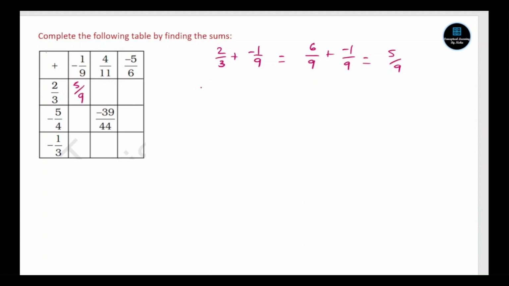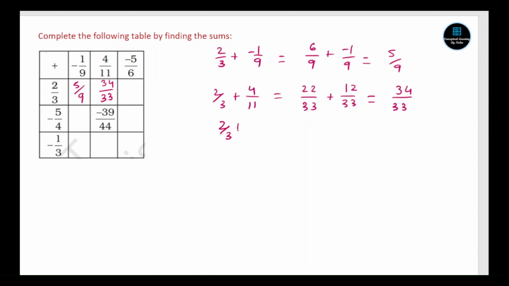Correct? Okay. Now 2/3 plus 4/11. This is simple. Multiply them by taking the LCM. So LCM is 33. I'll write this as 33 and 22 plus multiplied by 3, so I'll get 33 and 12. If I add them, what do we get? 34, right? So I'll just write this as 34/33.